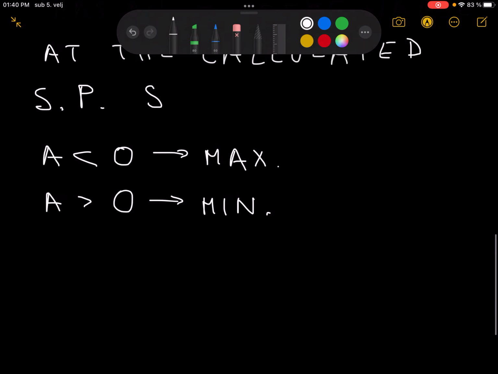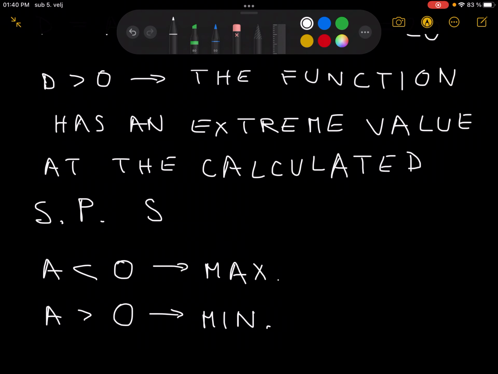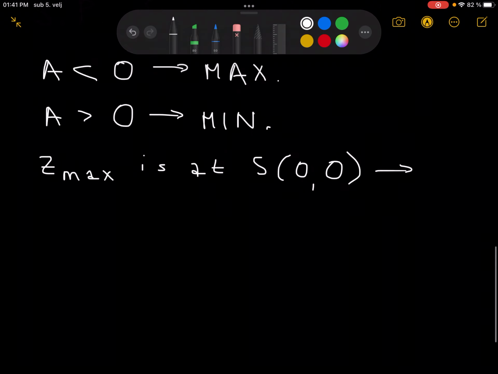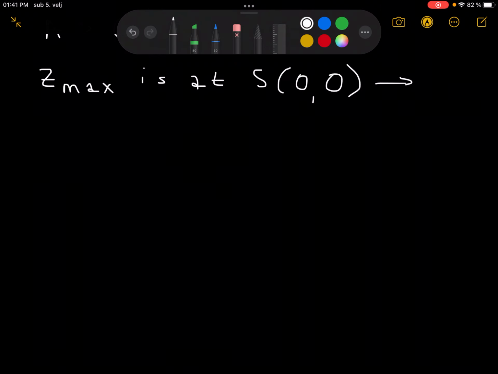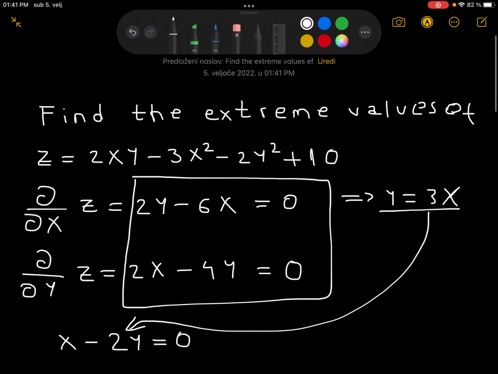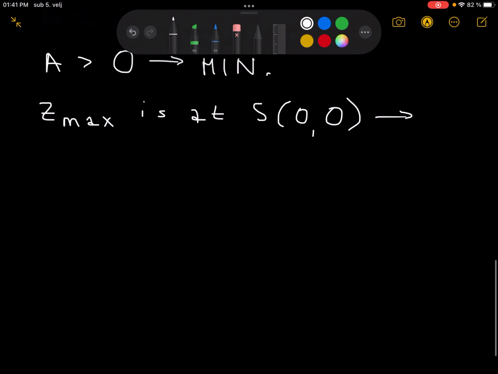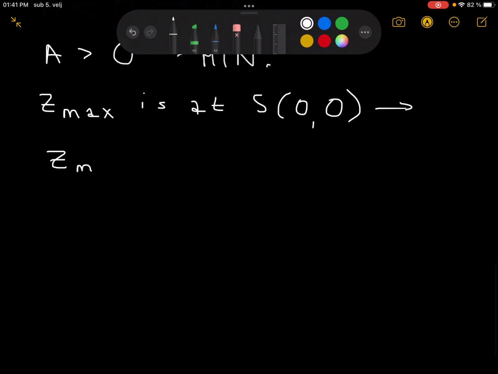Okay, now that we've actually found the point at which this function has an extreme and it's a maximum, so Z max is at S(0, 0). Now we have to find the actual value of Z max. So once we put these x and y values into our original equation, namely this one, we'll get that Z max is equal to 10.